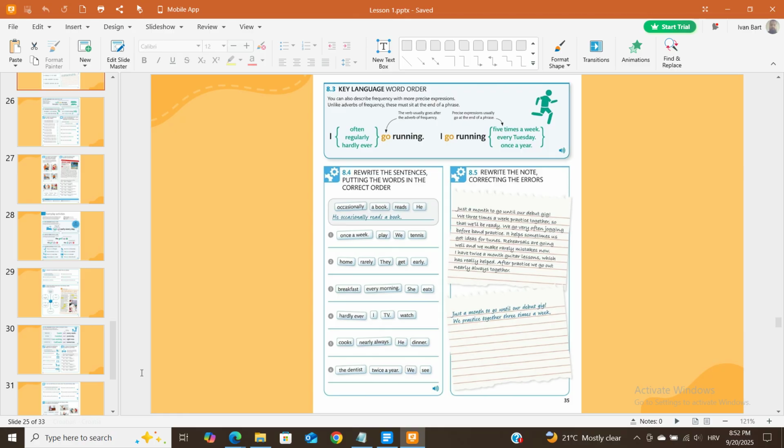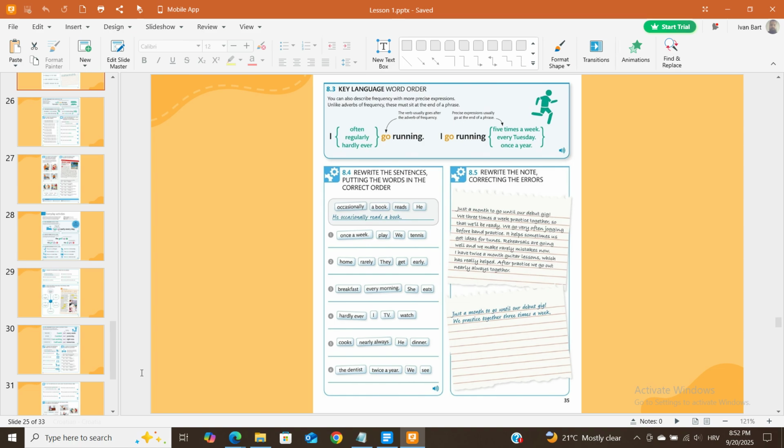8.4 Rewrite the sentences, putting the words in the correct order. Occasionally a book reads: he occasionally reads a book. Once a week play we. Tennis. Home rarely they get early.